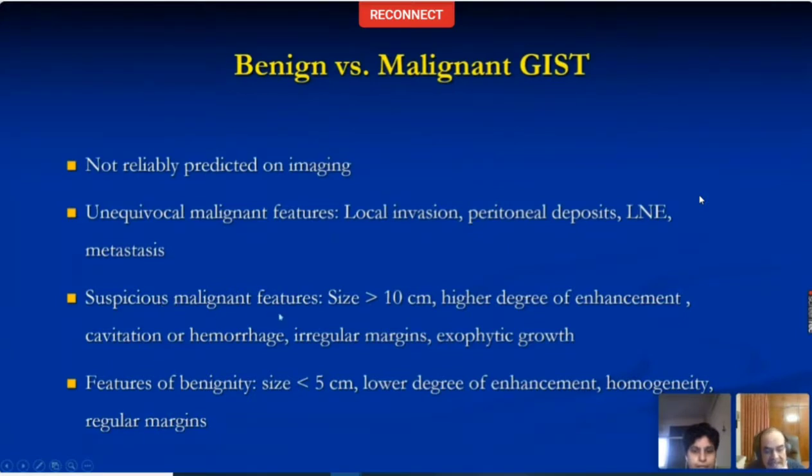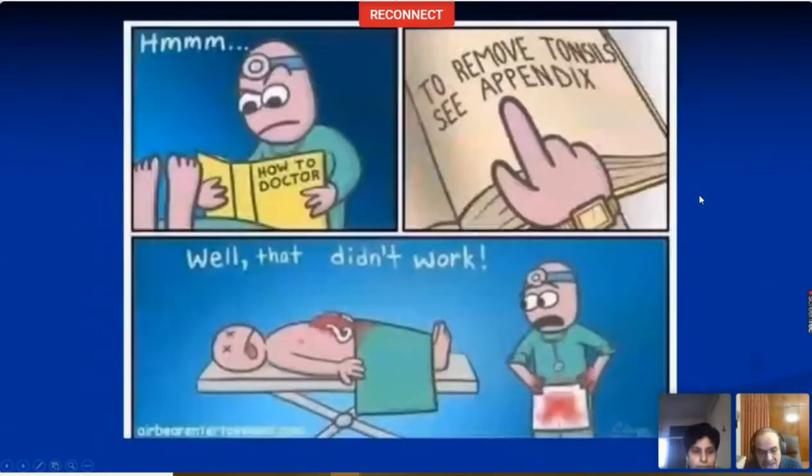But suspicious malignant features in a tumor include size larger than 10 centimeters, higher degree of enhancement. So the malignant tumors enhance much more than the benign tumors, presence of cavitation or hemorrhage, irregular margins, and exophytic growth, whereas benign tumors tend to be less than 5 centimeters. They show less degree of enhancement, they are more homogeneous, and they show regular margins.